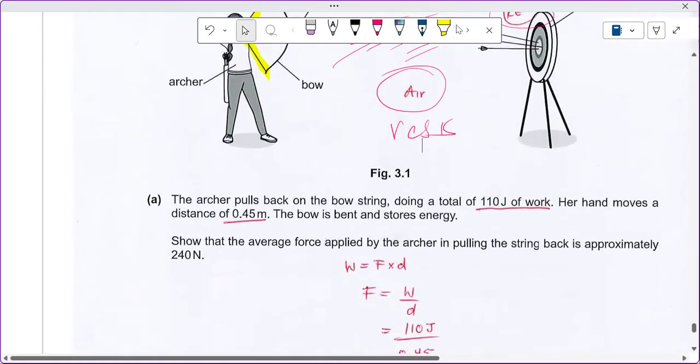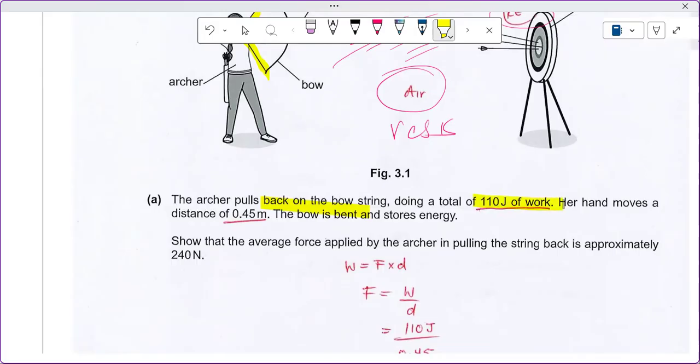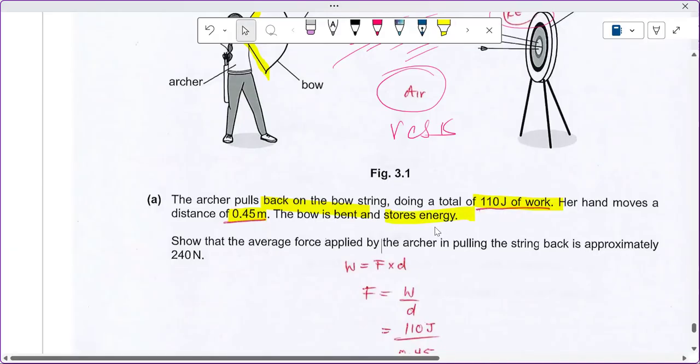Then they say the archer pulls back the bowstring, doing a total work done. Now, work done is just energy transferred. Work done is the same as potential energy. It's the same as kinetic, because the work you are putting in can be converted into kinetic energy. Then you are told her hand moves a distance of 0.45 m. That's now her hand doing the work. The bow is bent and stores energy, which you already know is elastic potential energy.